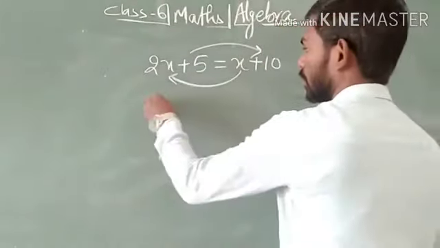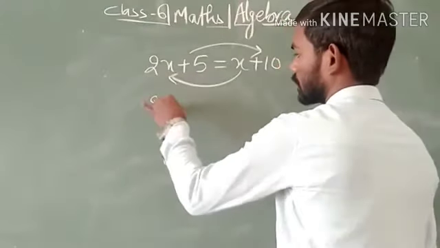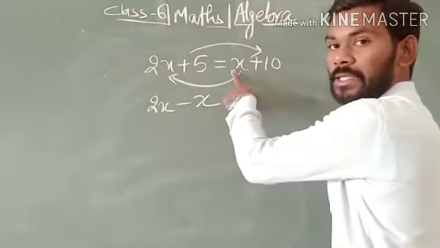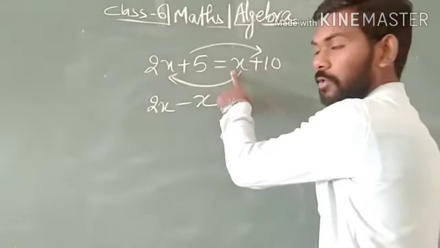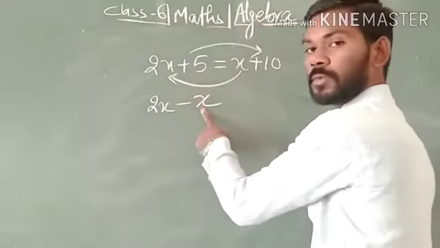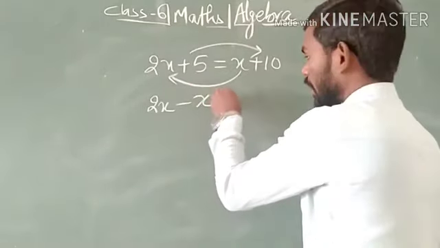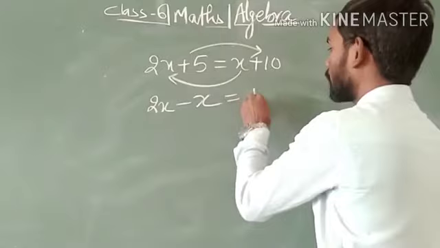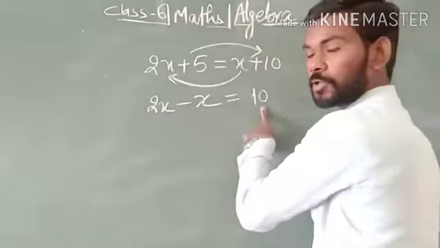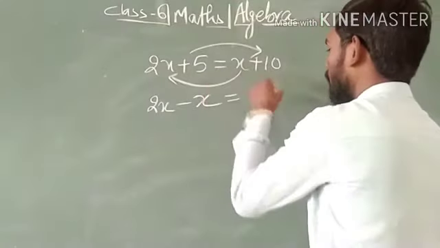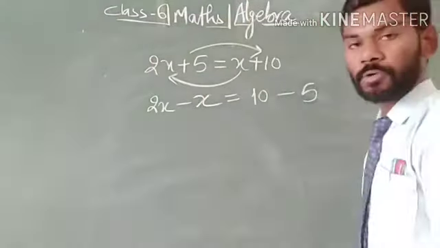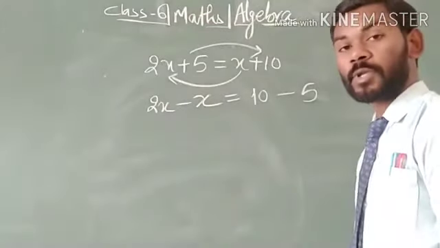So let us see, here we get 2x minus x, because here x is positive. So when it is transferred to the left hand side, it becomes negative. And in the right hand side we shall get 10 in its initial position, and when 5 came it became minus 5, as you have seen in the previous question.